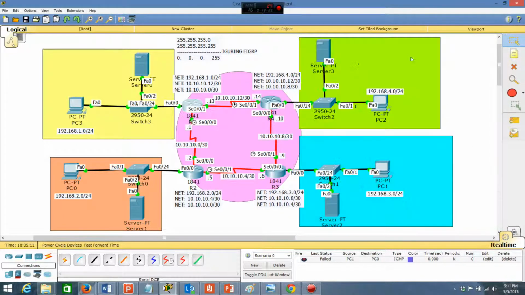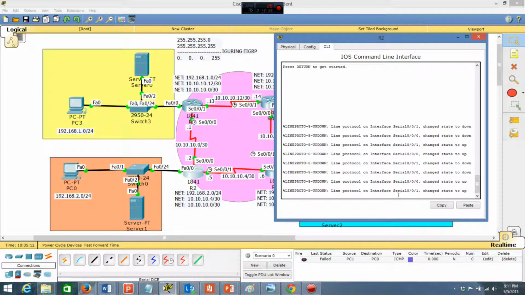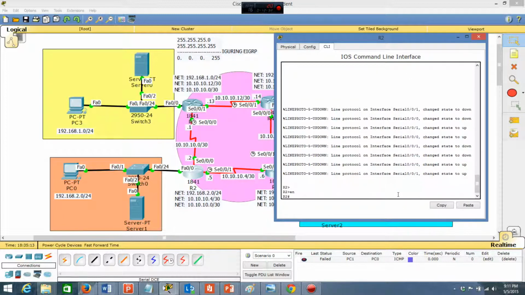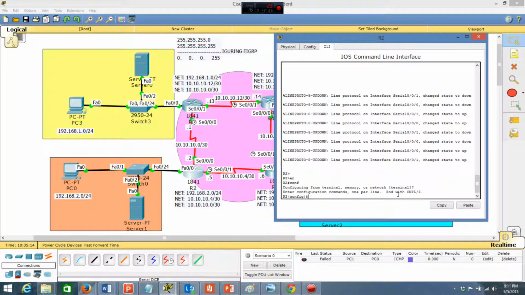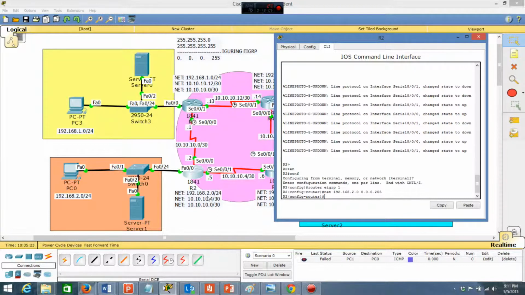Alright, so we want to do the same for R2, and then we're going to form our neighbor adjacency. So we're going to do that very quickly, since we now have an idea of how it's supposed to be done. Router EIGRP 1, you have to maintain the same autonomous system number. You do enter, you do network 192.168. Our network here is .2, so that's what we're going to do. .0, so we do 0.0.0.255. Okay, you do enter.